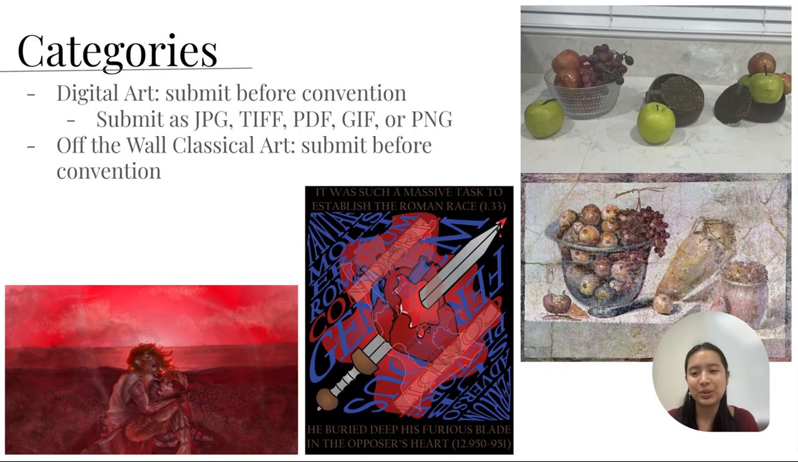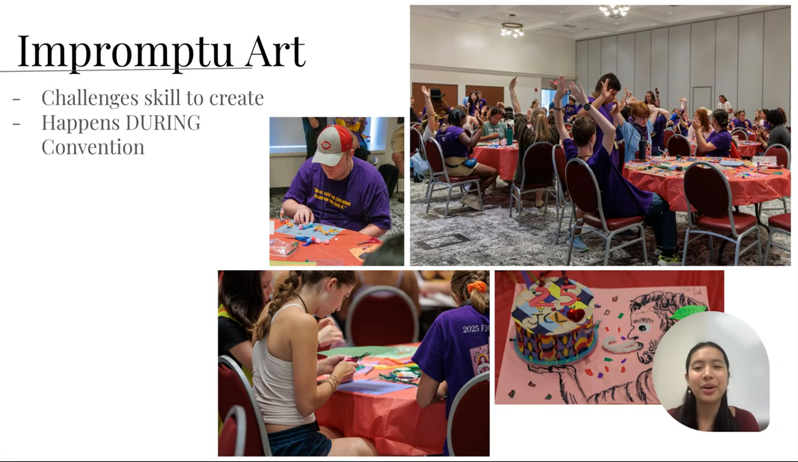Off-the-wall classical art. For this, you're going to want to choose a classically themed artwork, and you're going to want to recreate it. You can use family members, pets, dolls, or stuffed animals right here. You can see one where they used fruit and stuff like that. You are going to want to cite the title, artist, and link to the source that you are recreating. And again, no AI.